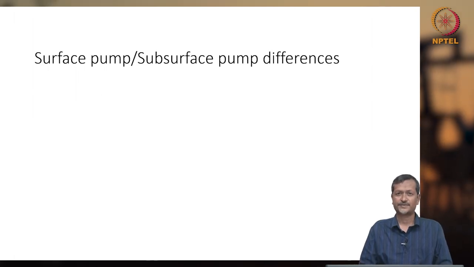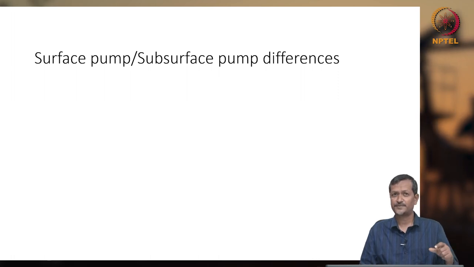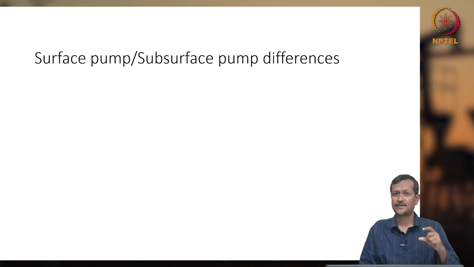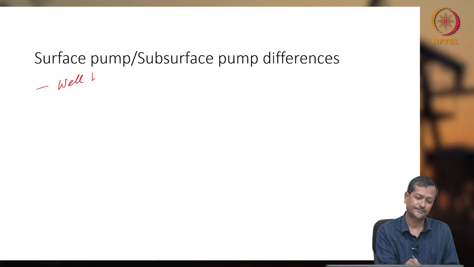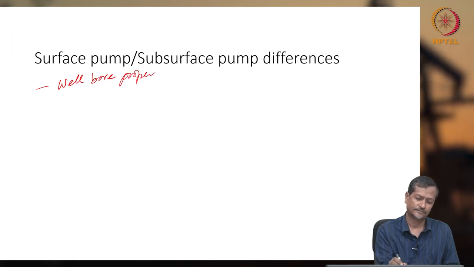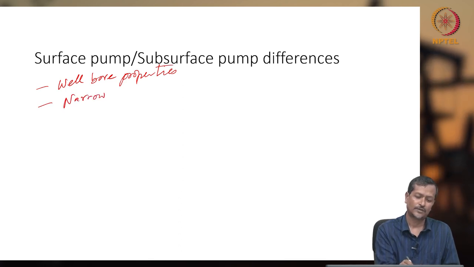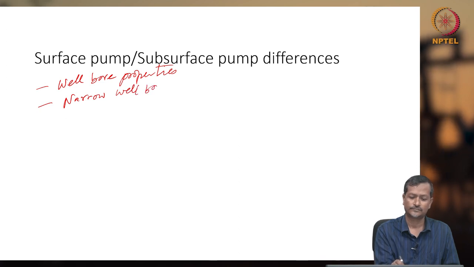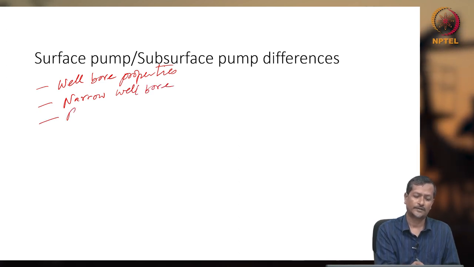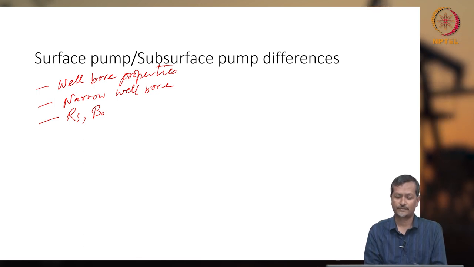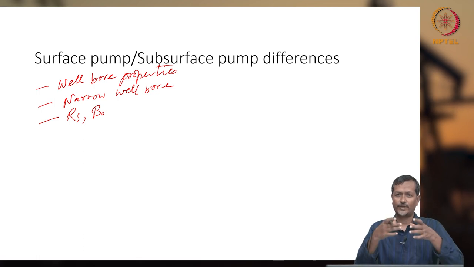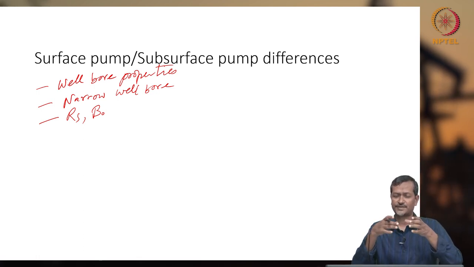So, surface pump and subsurface pump difference. I told you that a subsurface pump will have dissolved gases, free gases, and you have very narrow space. So wellbore properties: narrow wellbore, formation volume factor, and solution gas oil ratio. Those things will also be parameters. In a wellbore, normally the diameter will be like 5-6 inch maximum.